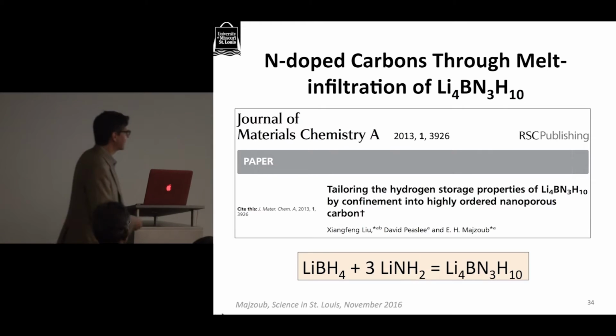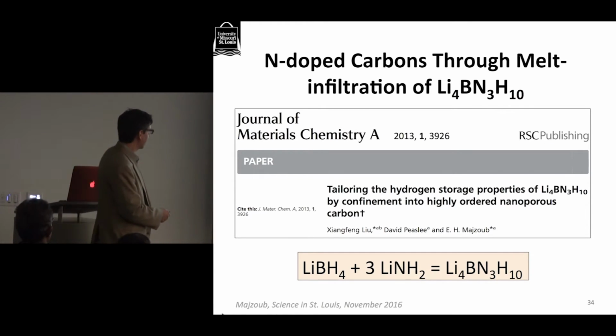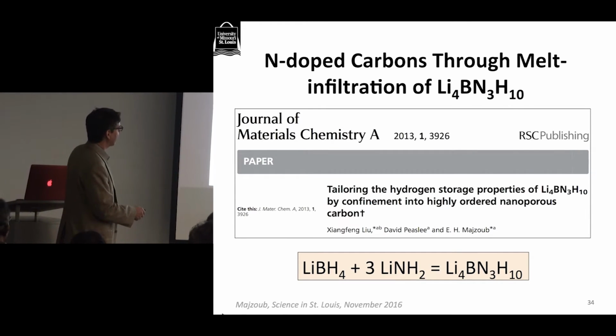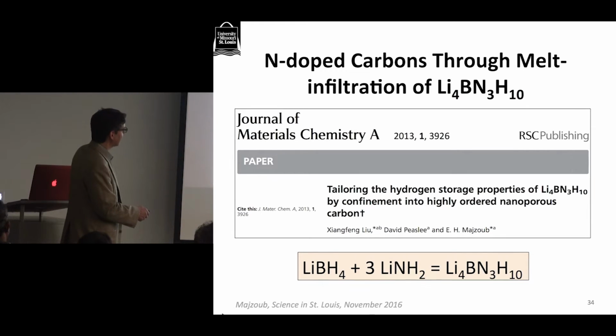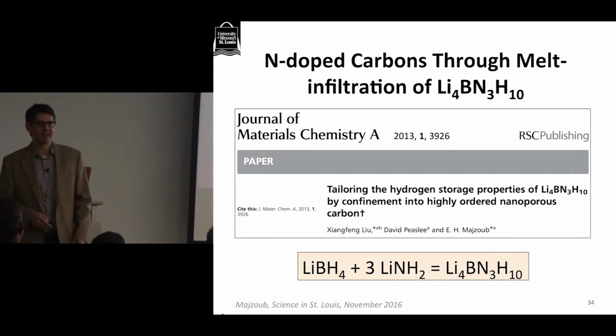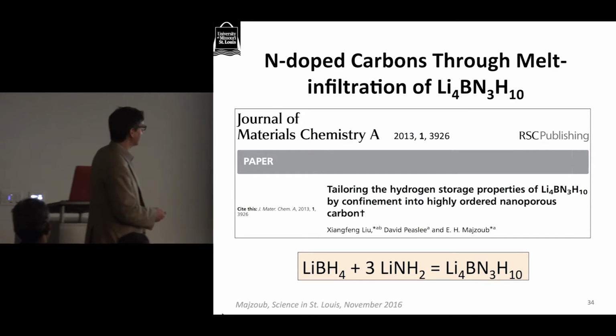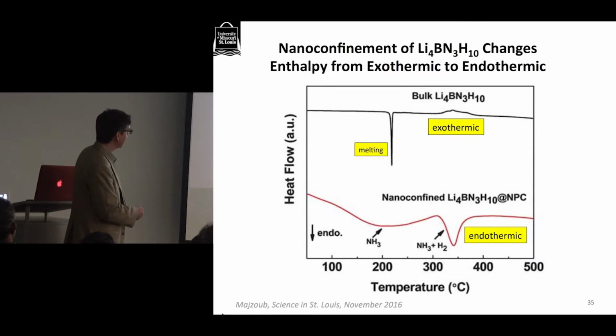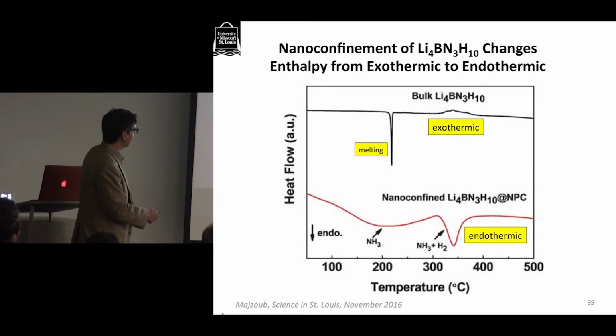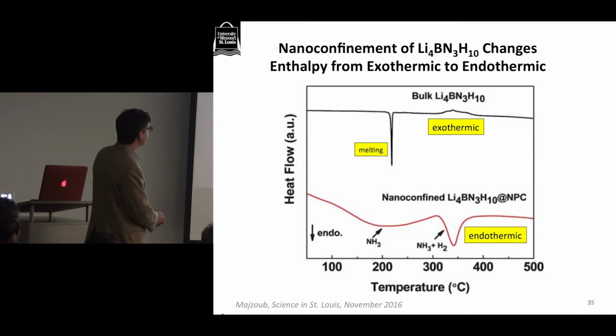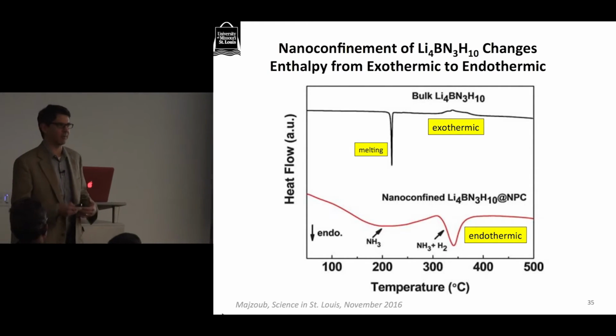Okay, so my group did some work on this a number of years ago where we looked at another complex hydride. This has lithium, boron, nitrogen, and hydrogen in it. At the time we were doing this work, we didn't necessarily intend to dope the material with nitrogen, but we did. I don't have a lot of time to go through all of the details here, but this is a graph that shows the heat given off or taken up by a material.